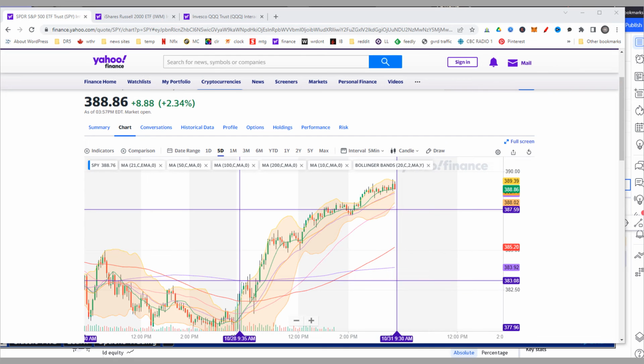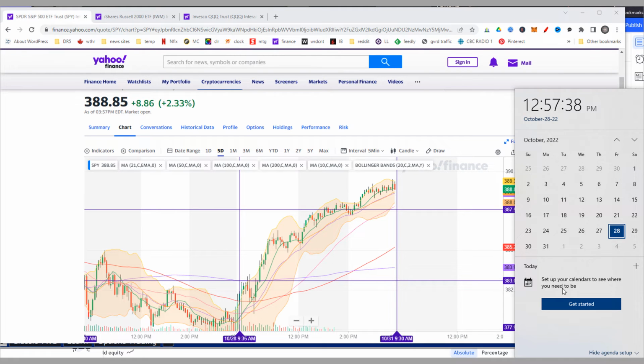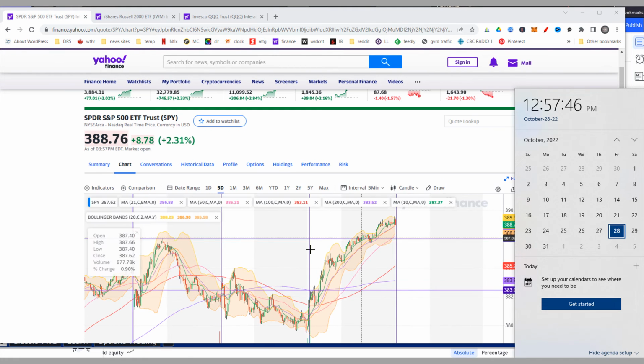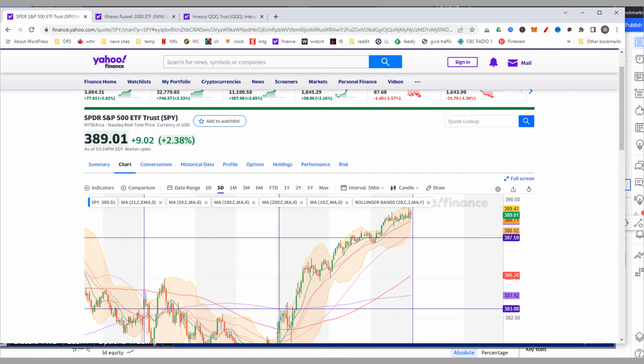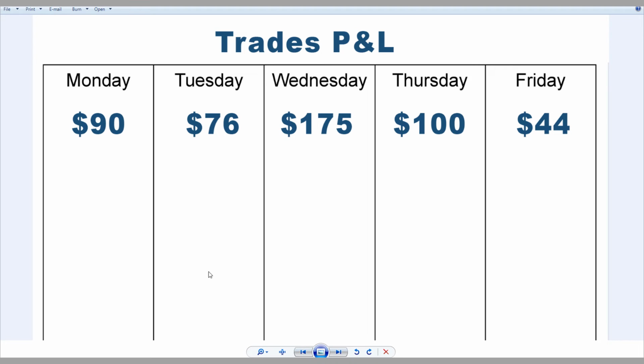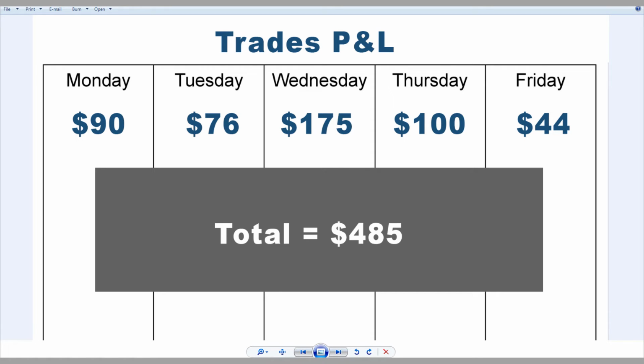All right, so it's the end of a bullish day. There's just a couple minutes left in the trading session, and SPY continues to go up. Okay, so let's wrap things up. This is how much money I made each day of this week using this strategy for a total of $485. So that's roughly $100 a day.